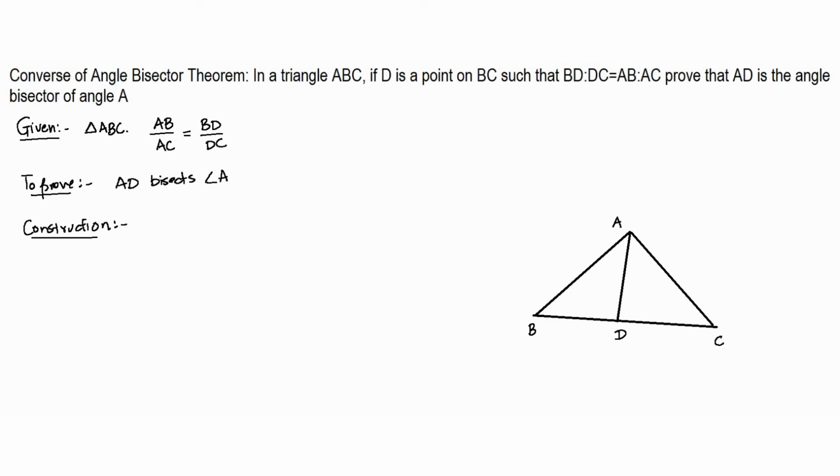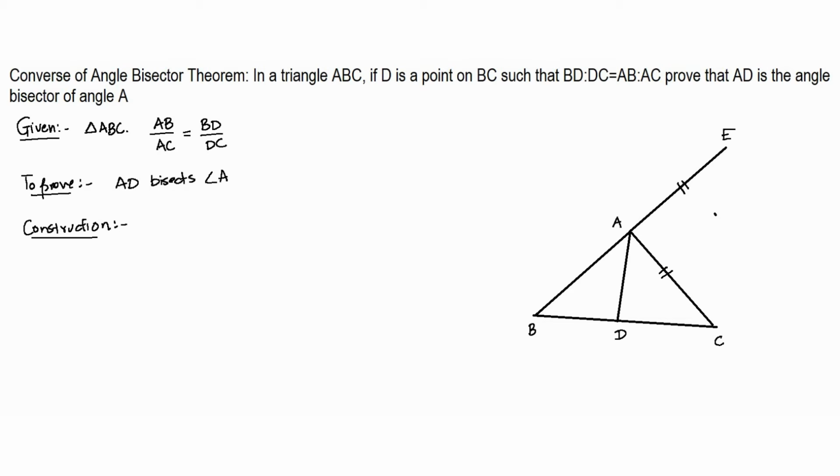Now let's extend the side BA to a point E such that the length of AE is equal to the length of BA, right? So I am measuring the length of BA and I am extending it till a point E, such that the length of AE should be equal to the length of AC.